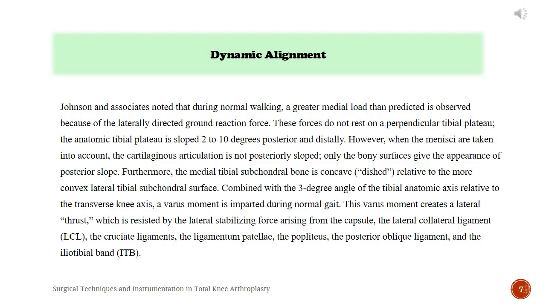Combined with the 3-degree angle of the tibial anatomic axis relative to the transverse knee axis, a varus moment is imparted during normal gait. This varus moment creates a lateral thrust, which is resisted by the lateral stabilizing force arising from the capsule, the lateral collateral ligament, LCL, the cruciate ligaments, the ligamentum patellae, the popliteus, the posterior oblique ligament, and the iliotibial band, ITB.